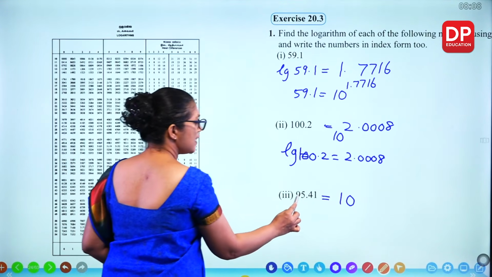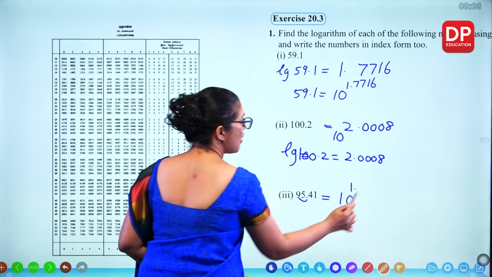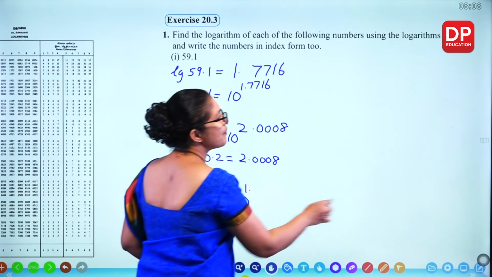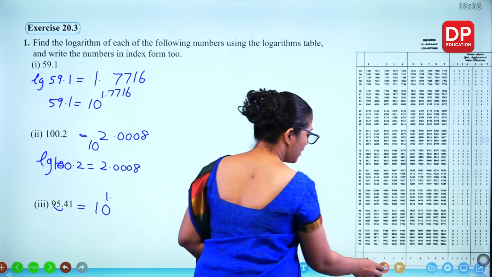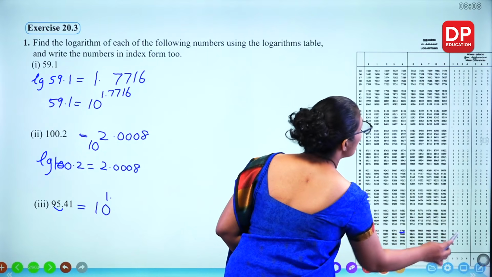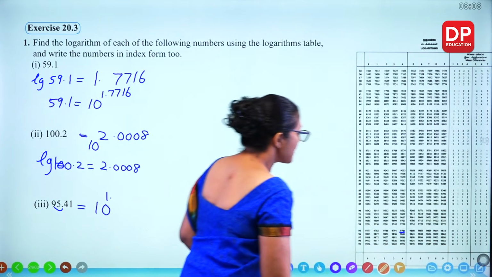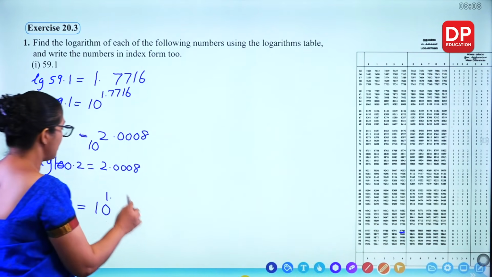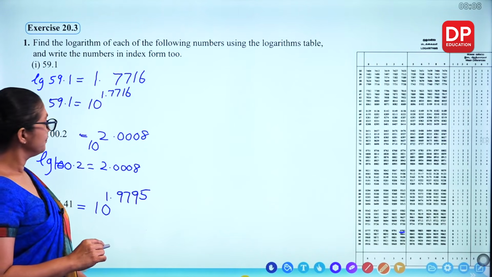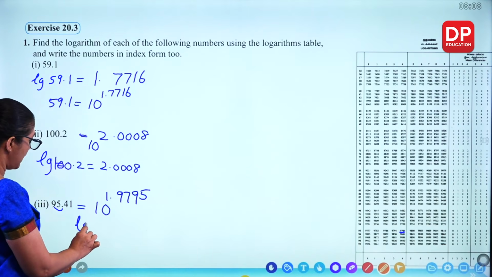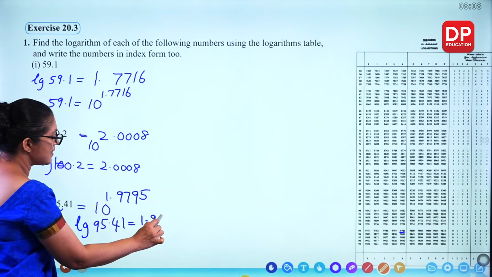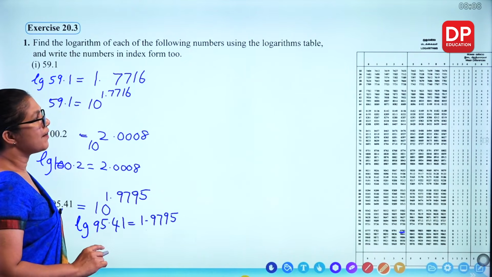So what's this number? 10 to the power here, one place to the right, 1 point something. 9541. 1 is 0. You get 9795. So what's the LG value? LG value of 95.41 is 1.9795.